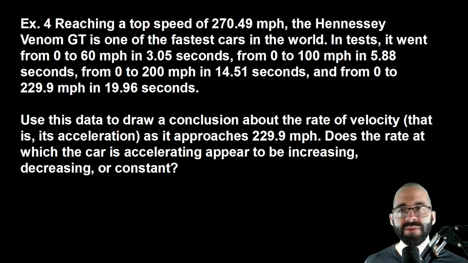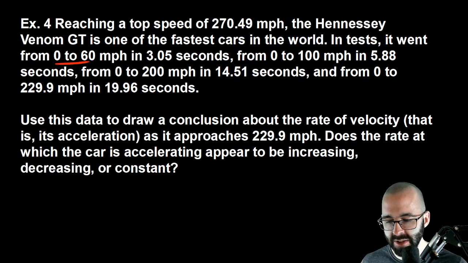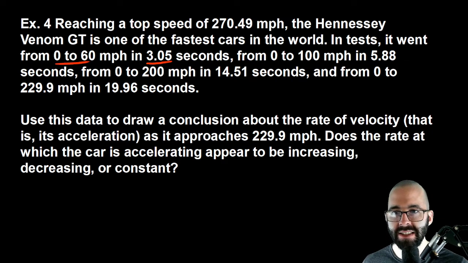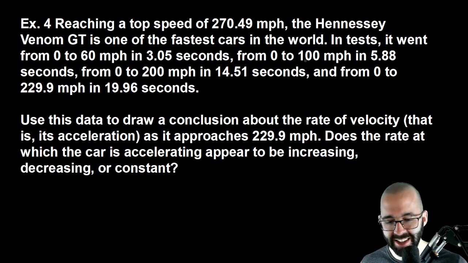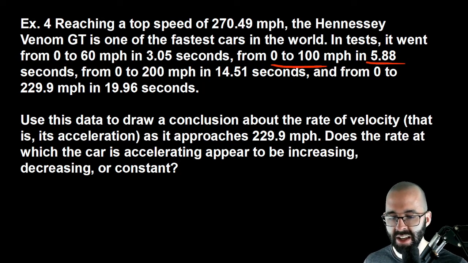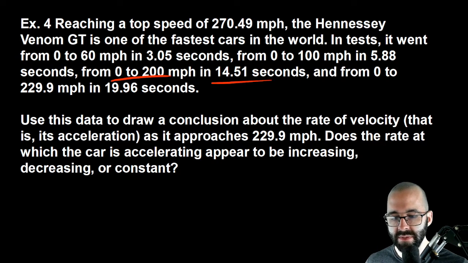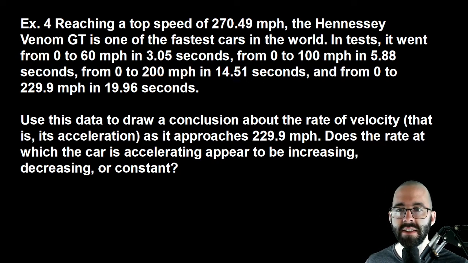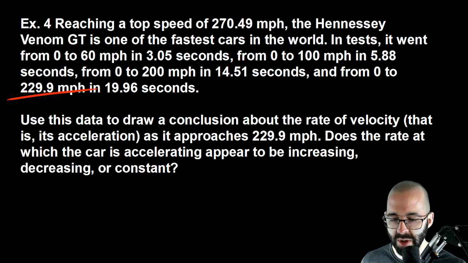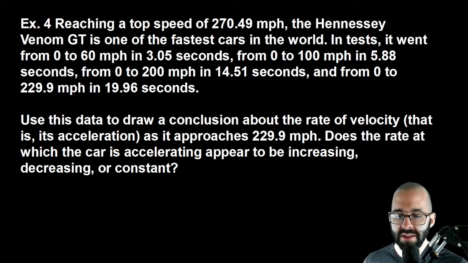In tests, we had a couple things in the test. 0 to 60 in about 3 seconds. That's very fast. 0 to 100 in about 5.8 seconds. 0 to 200 in these seconds. These are pieces of information. Oh, there's one more. These are all pieces of information that tell us the average rate of change of the velocity.